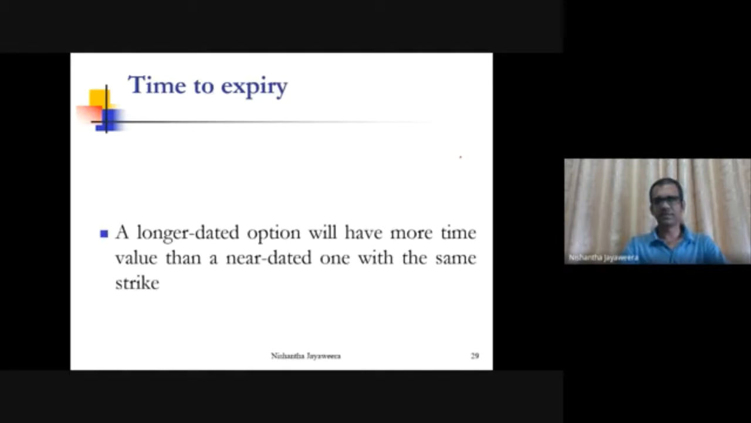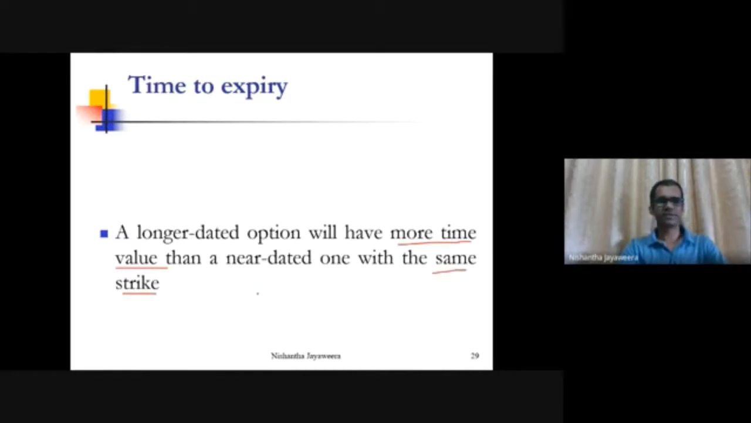So we discuss at the very beginning time to maturity. When time to maturity increases, there's more uncertainty. So therefore, a higher price, because the risk is high for the seller. So therefore, he needs some higher compensation. So when the option has more time to maturity, it will have more time value than a shorter dated expiry with the same strike.